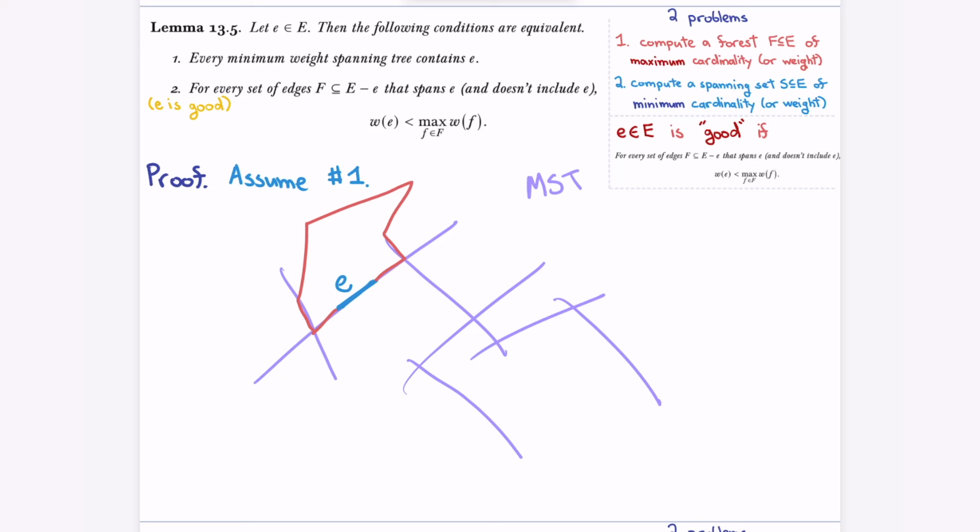Okay. I should maybe draw this a little better. So maybe it interacts with the tree like this. If I were to draw nodes, maybe it would be something like this. Those are the local nodes. All right. So on that red cycle, or the red path that spans E, the weight of every edge on that path is bigger than E. So in that picture, what can we do?